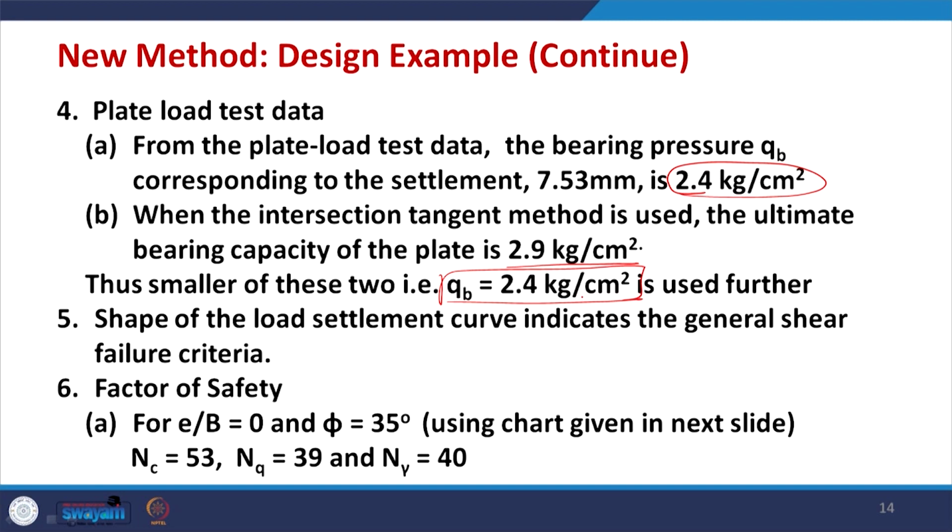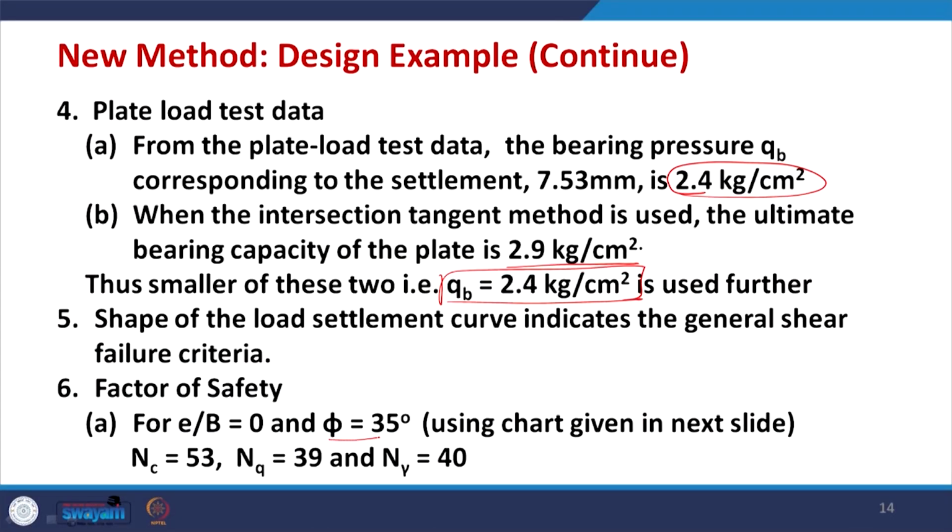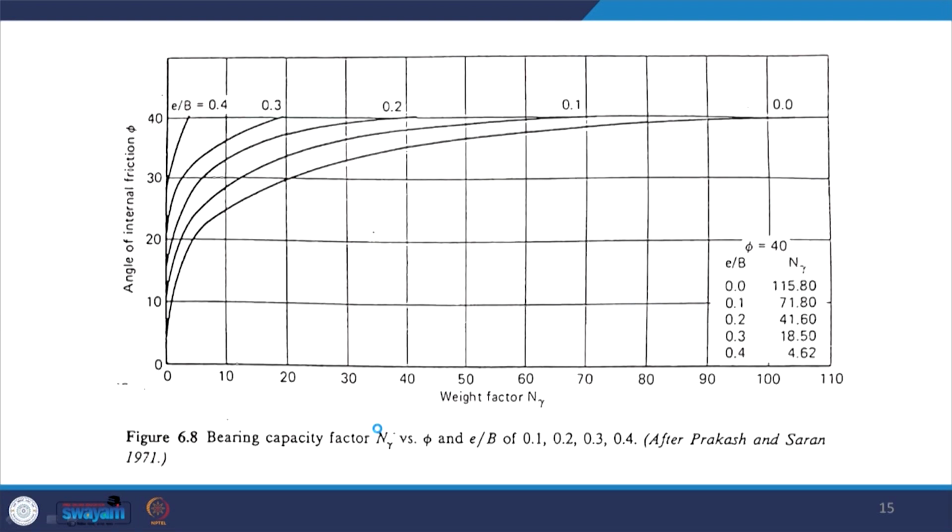The shape of the load settlement curve indicates there is a general shear failure criterion, which we have already discussed. Now, what do we do? We find the factor of safety when there is no eccentricity. For E by B equal to 0 and phi equal to 35 degrees, we use the charts which we have already discussed earlier and which are given in the next slide also.